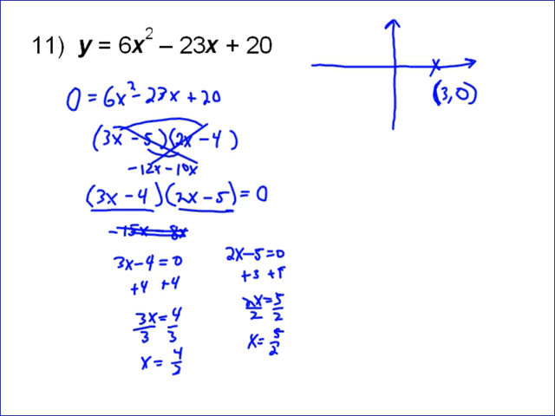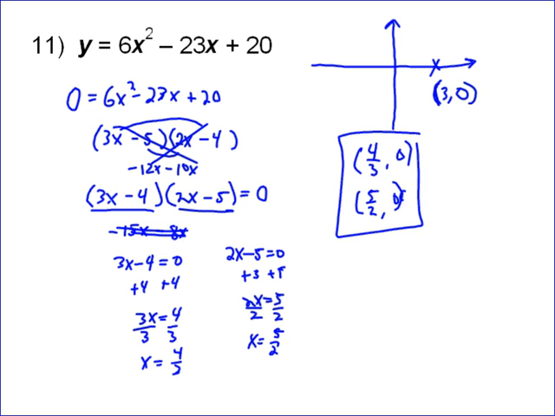So those are the x-coordinates of the x-intercepts. But your actual x-intercepts, and this is important, are (4/3, 0) and (5/2, 0). And those are your two answers, (4/3, 0) and (5/2, 0).